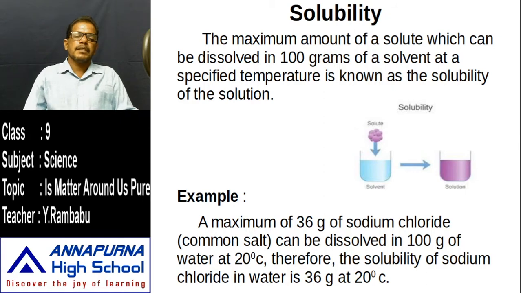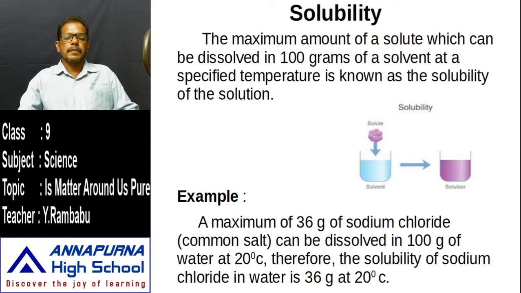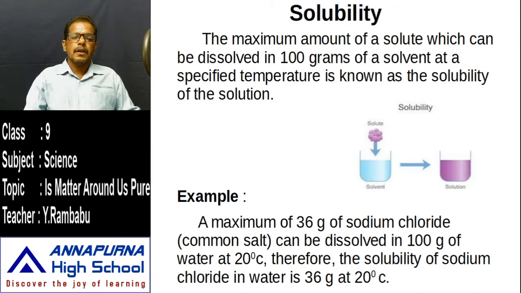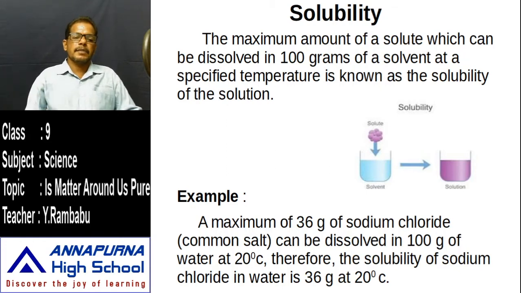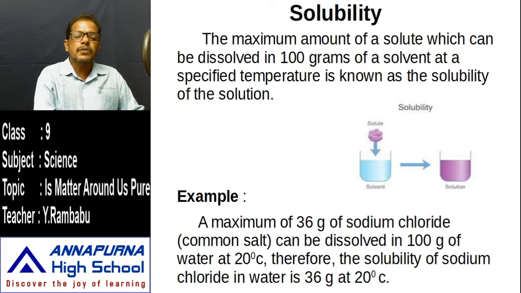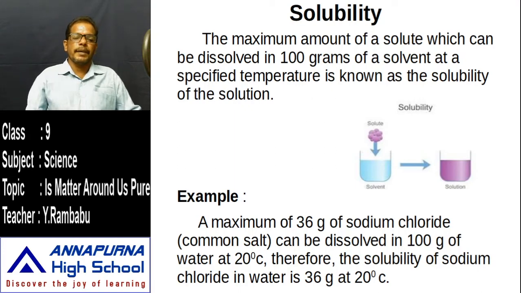Again add some more, next 6 grams. Stir well, it dissolves. Next a third time, fourth time, fifth time, sixth time. In the sixth case, how much sodium chloride is added to the water? 6 plus 6 plus 6 plus 6, like that, 36 grams. Whenever we add 36 grams of sodium chloride, at the final stage some undissolved sodium chloride remains in the water. Even if we stir well, that smaller quantity of sodium chloride remains without dissolving.